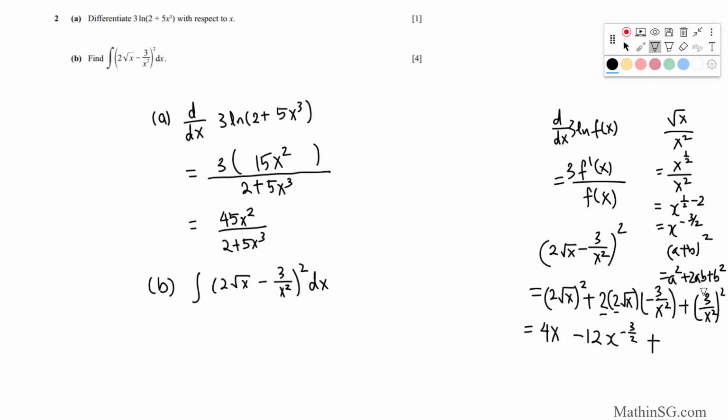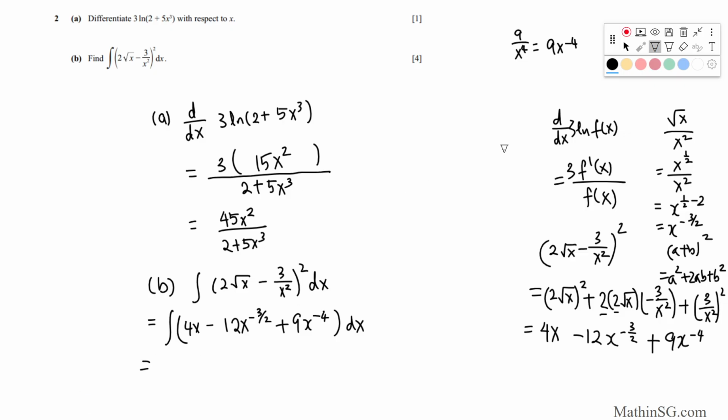Okay, now let's do this. So in the numerator, I have 3 squared, which is 9. At the denominator is x to the power of 4. But because I want to do an integration, so instead of writing 9 over x to the power of 4, I'll write it as 9x to the power of minus 4. Okay, so I'm going to integrate this. So let me write it out here. So I'm going to integrate 4x minus 12x to the power of minus 3 over 2 plus 9x to the power of minus 4 dx.